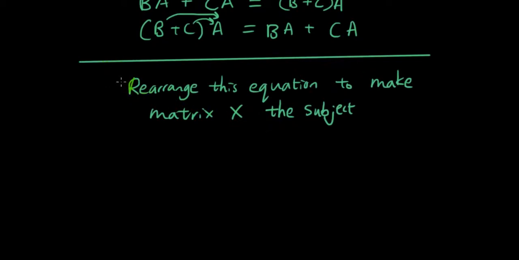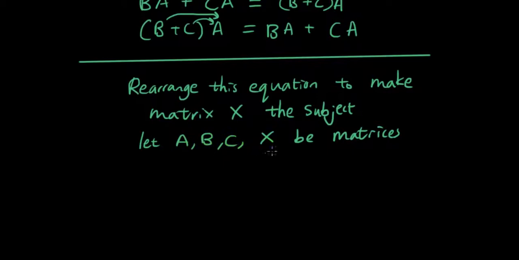Let's now apply this to rearrange a matrix equation. So now we're going to rearrange an equation to make matrix X the subject. I'm going to make up four matrix variables, A, B, C, and X. They're all matrices, and if I have AX plus 2BX equals C, try to rearrange it to make X the subject and come back when you're done.